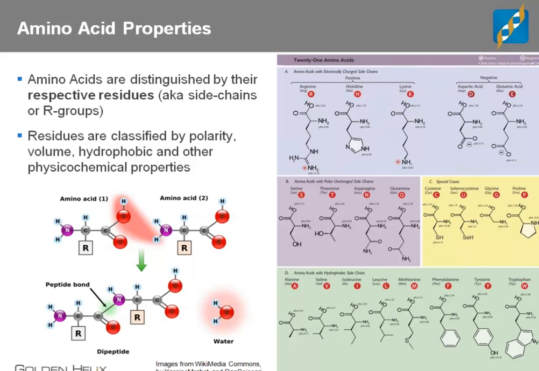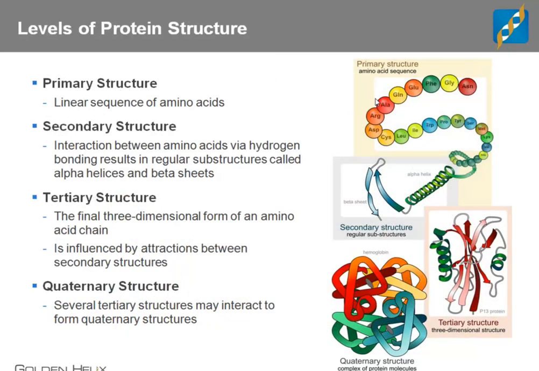So if we move on to the next slide, we can see that protein has several different levels of structure. So the primary structure being just the linear sequence of amino acids. And there are two standard structures that are then formed from that chain. Those are called alpha helices, or beta sheets, sometimes called beta slides. And those are regular structures that appear in almost all proteins. And those structures then interact with each other to form a more complex tertiary structure. The tertiary structure is influenced by attractions between the various secondary structures.